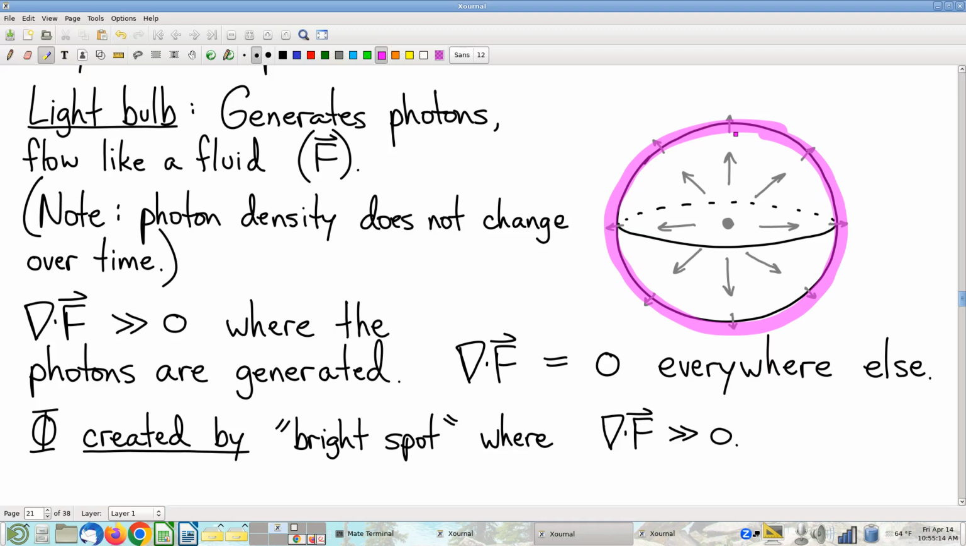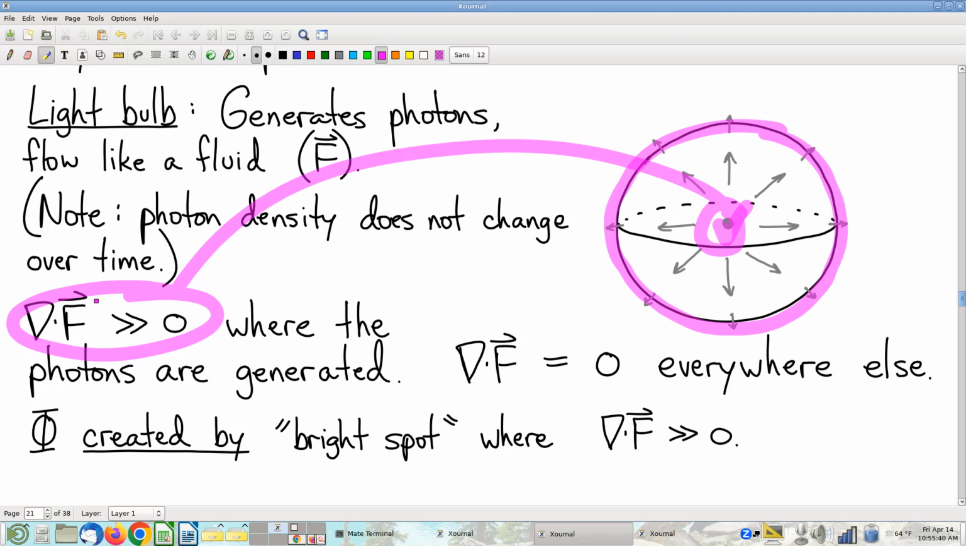Where did that flux come from? Is light being emitted out of the sphere itself? No, this is just an arbitrary surface that I drew just to ask a question. That's not where the photons are coming from. The photons are coming from the light filament, or the LED.